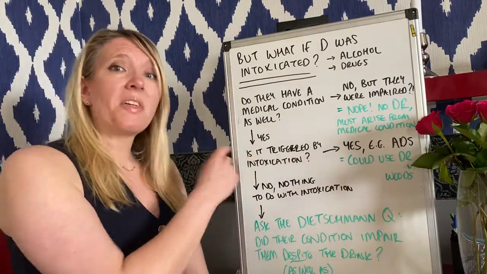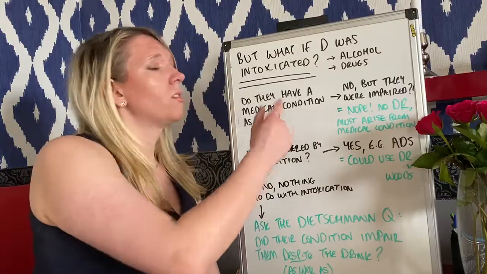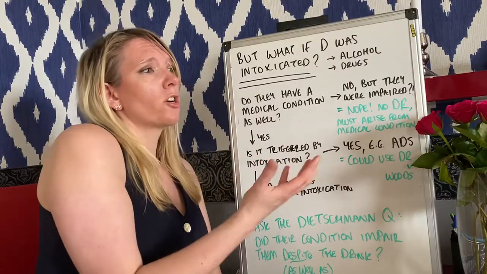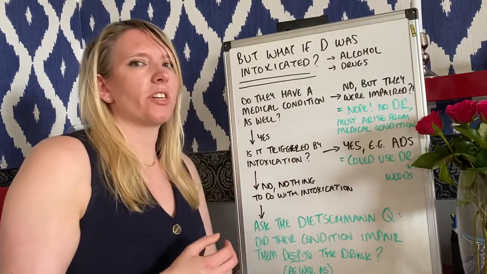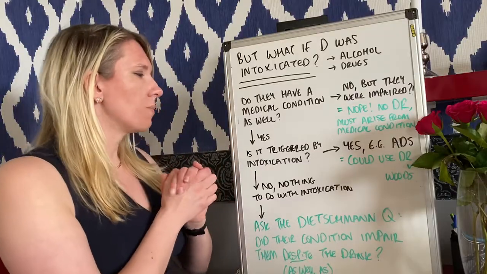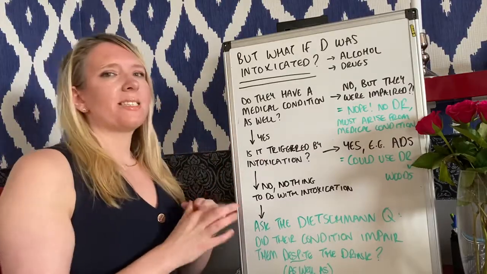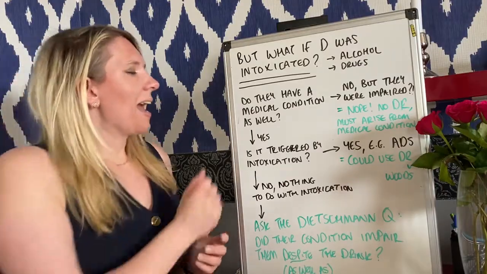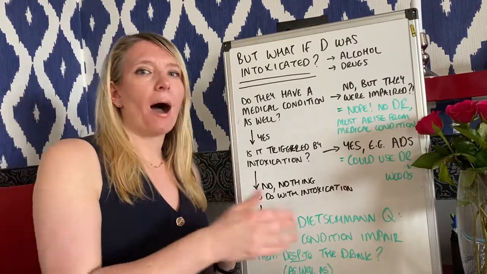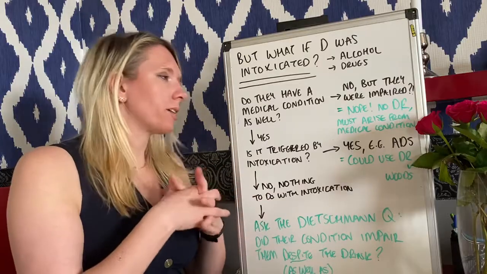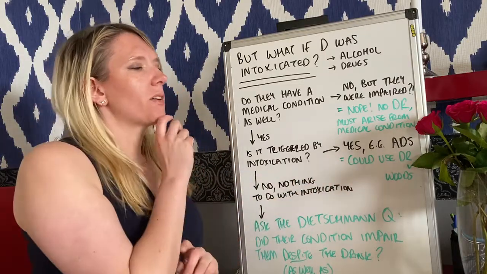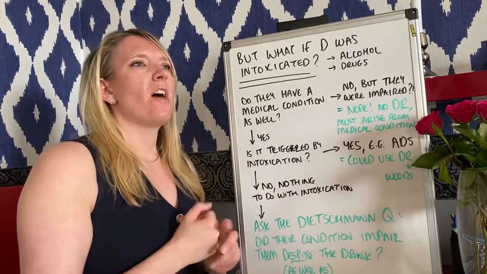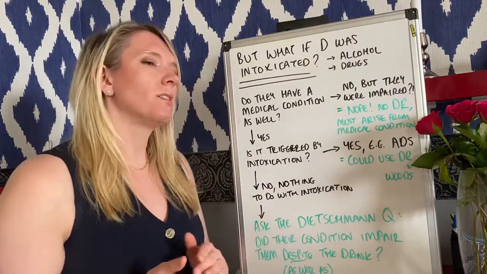All right, so what if they have that medical condition? They're drunk and they have a medical condition. We have two for two. Let's now look at the nature of that medical condition. Is it triggered by intoxication? Are the two linked? So for example, if you think, yes, they're drunk because of their illness.